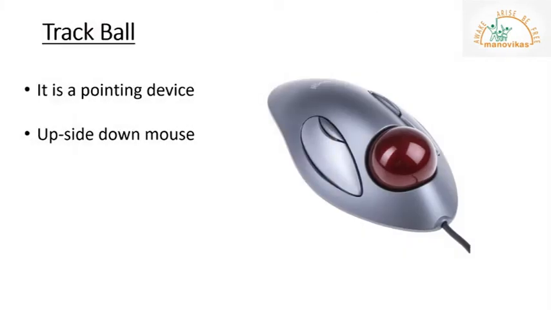Next is the trackball. Trackball again is a pointing device just like a mouse, but it has a ball on top that can rotate freely. So instead of moving the device like a mouse, you roll the ball with your finger to move the mouse pointer. Hence, it is also referred to as an upside down mouse.